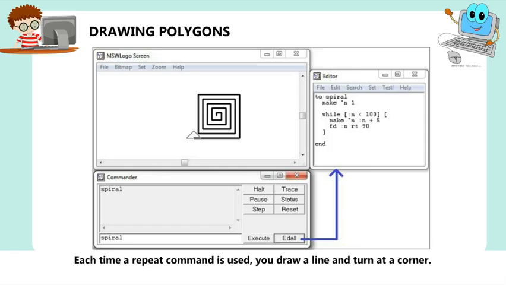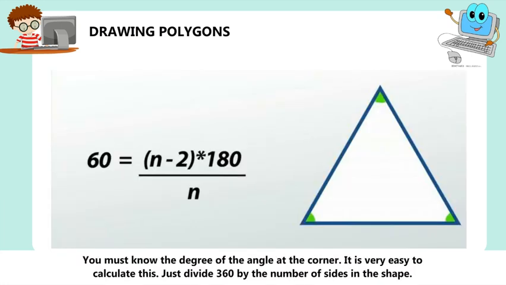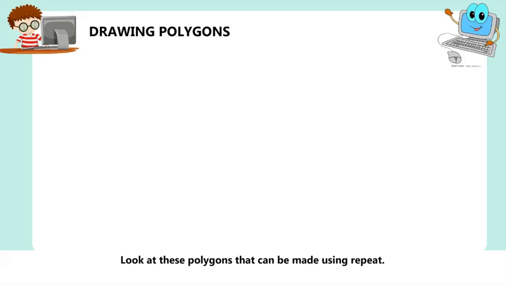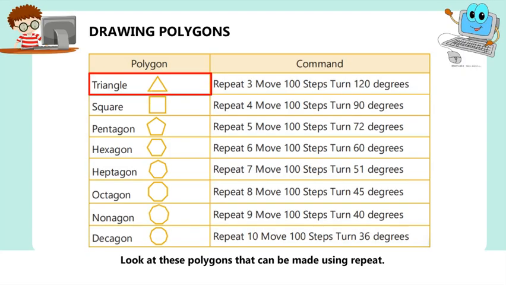Each time a repeat command is used, you draw a line and turn at a corner. You must know the degree of the angle at the corner. It is very easy to calculate this. Just divide 360 by the number of sides in the shape. Look at these polygons that can be made using repeat.